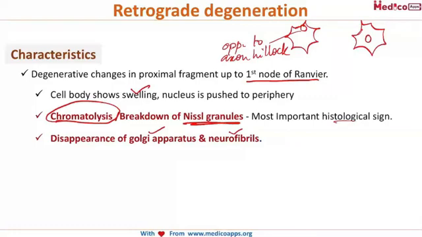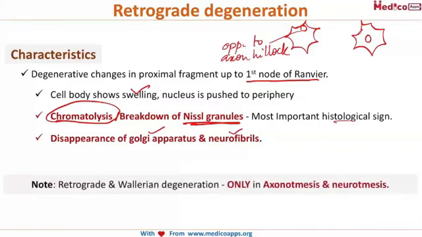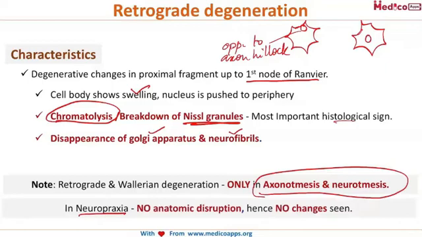Now, an important point that you have to note here is both this retrograde as well as Wallerian degeneration occur only in the types of nerve injury which are termed as axonotmesis and neurotmesis. We learn about these in detail in a bit. For now, please remember that this degeneration occurs only in axonotmesis and neurotmesis, and it is not present in neuropraxia. There is no anatomic disruption occurring in neuropraxia at all.